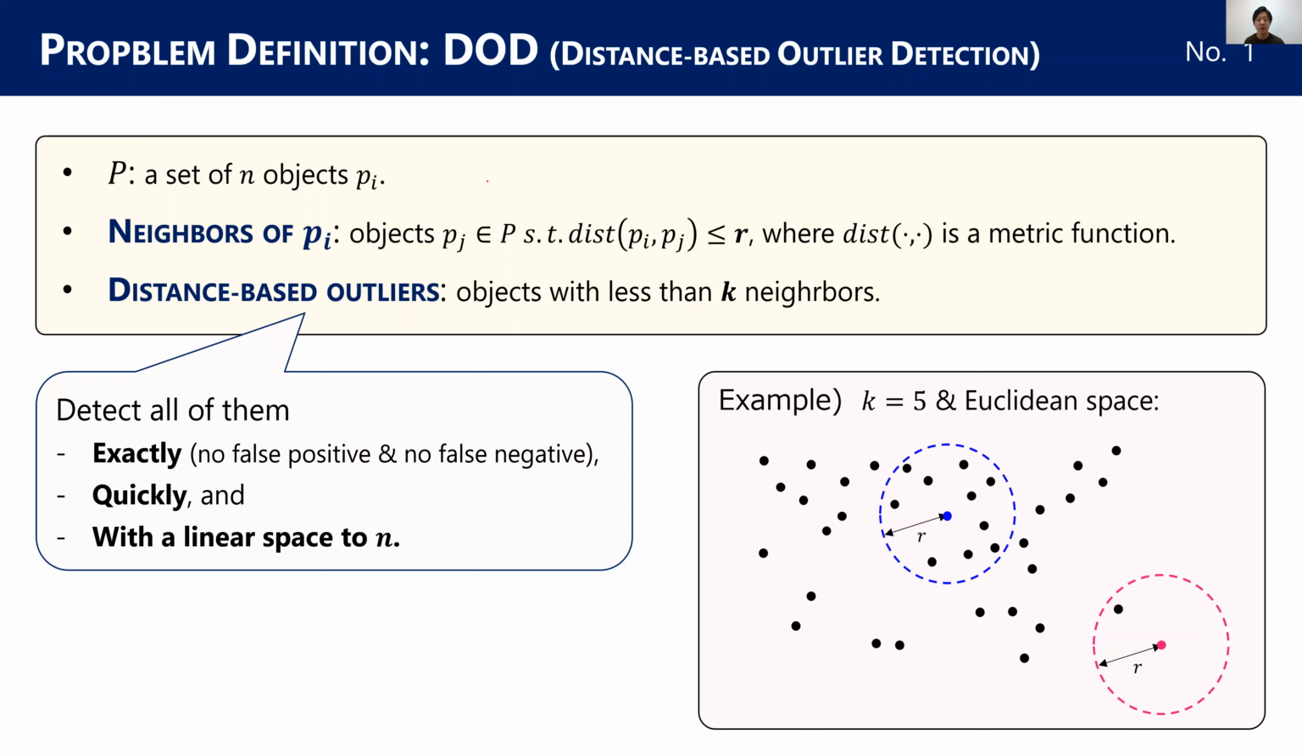Let's focus on the blue point. Because it has more than 5 neighbors, it is not an outlier. On the other hand, the red point has only one neighbor, so it is an outlier. The objective of this study is to detect all outliers exactly, quickly, and with a linear space to the data size. From now, I call this problem the DoD.